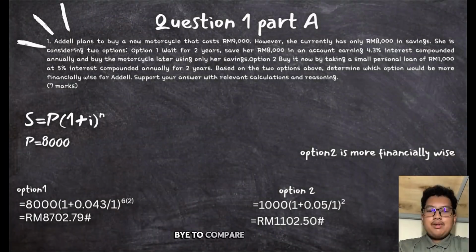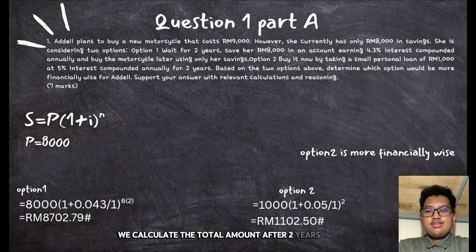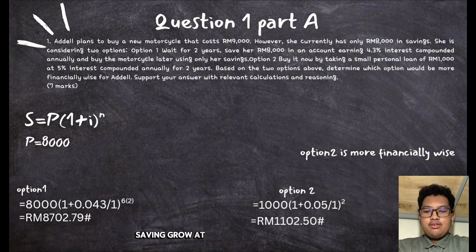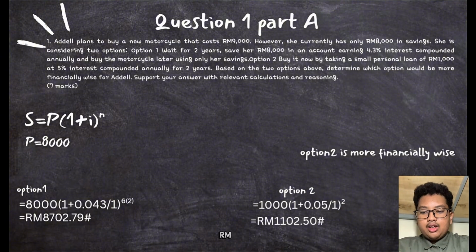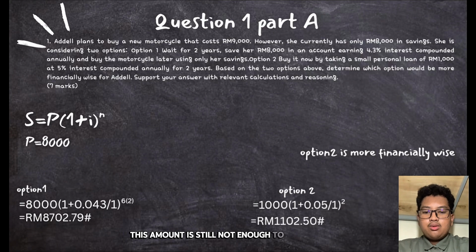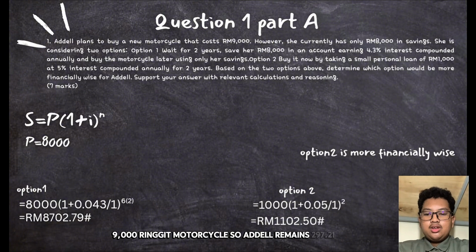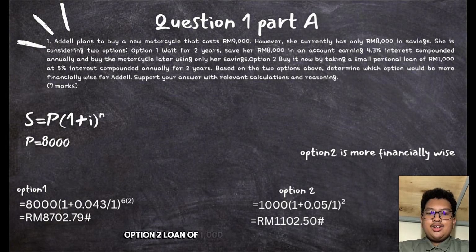To compare both options, we calculate the total amount after 2 years. Option 1: savings grow at 4.3% annually. 8,000 multiplied by 1.043 to the power of 2 equals RM8,702.79, which is still not enough to buy the 9,000 ringgit motorcycle. So there remains 297.21 short.